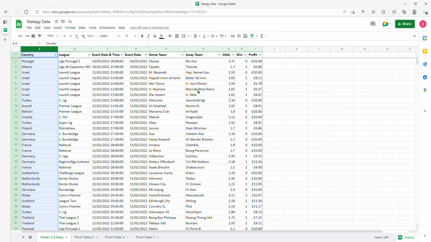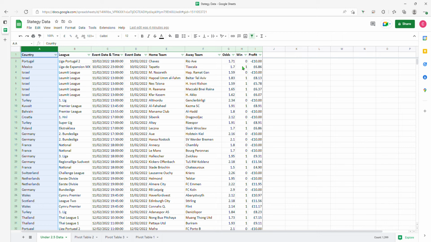We've got the home team, we've got the away team, and then we've got the odds for laying the draw. Sorry, for the under 2.5s. So this game here, for example, the odds were 1.71 for under 2.5 goals. And then here you can see whether the bet won or lost, and then here you can see the profit. All these bets here are based on a £10 stake, so you can see this one lost, this one won, and we won £6.86 because our stake was £10 and the odds were 1.7.